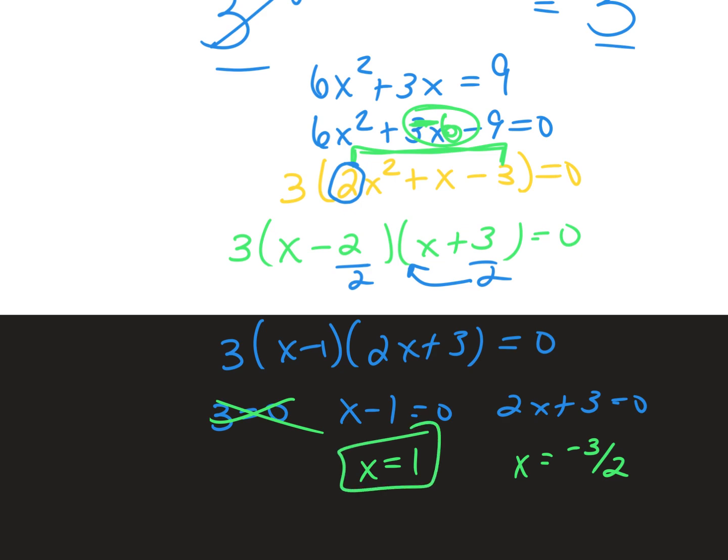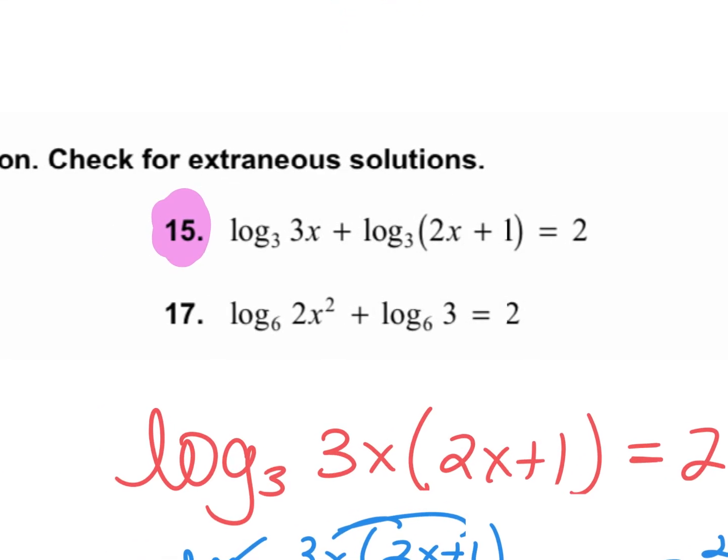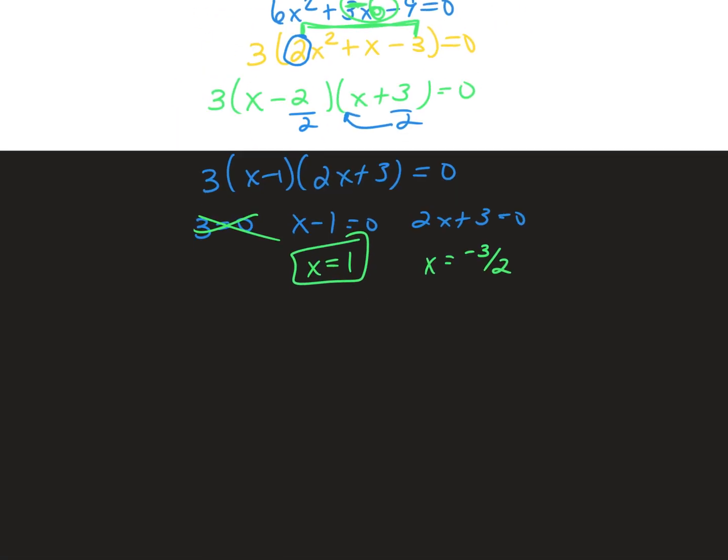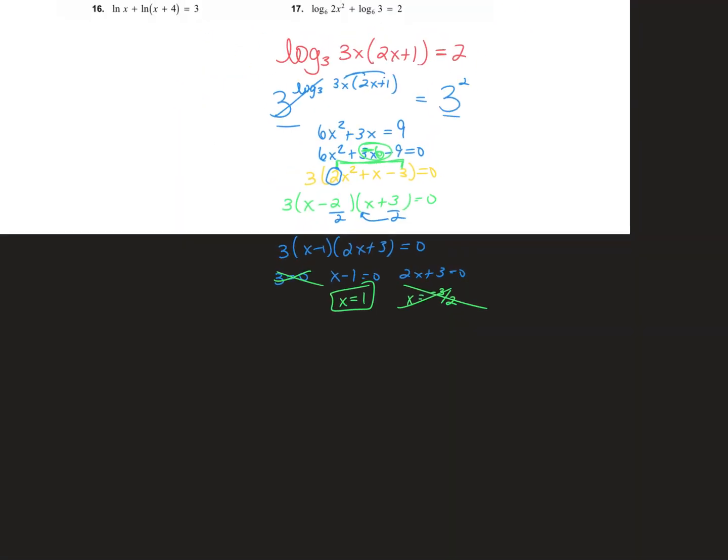1 is fine. What happens when I plug in a negative 3 over 2? It becomes negative. So is this a valid answer? No. So x equals 1.